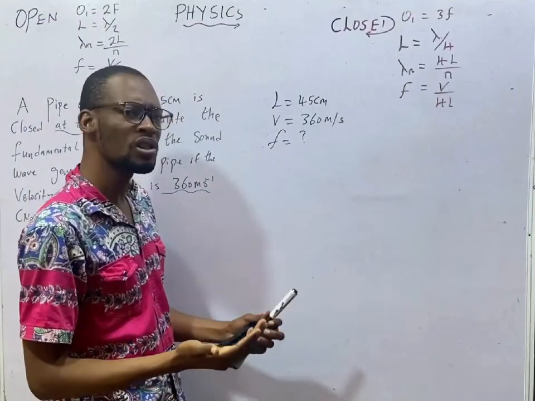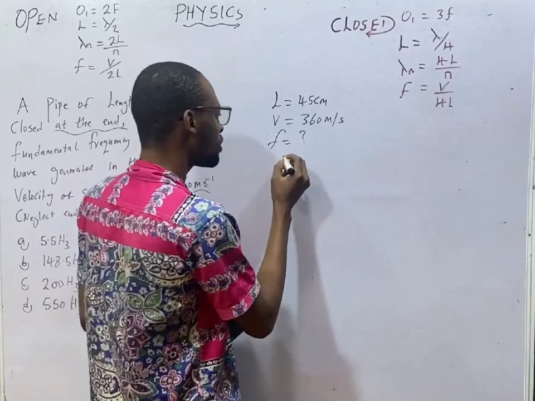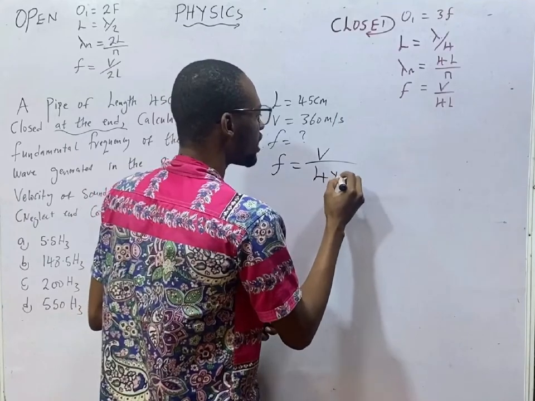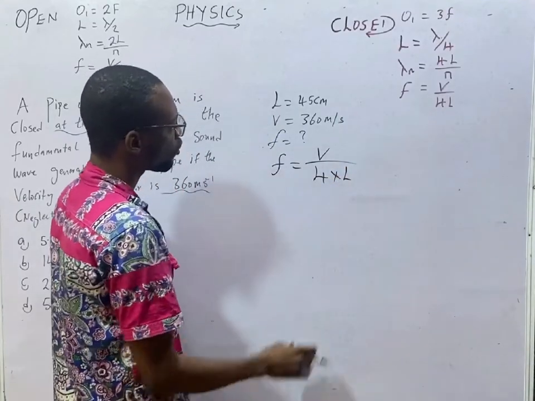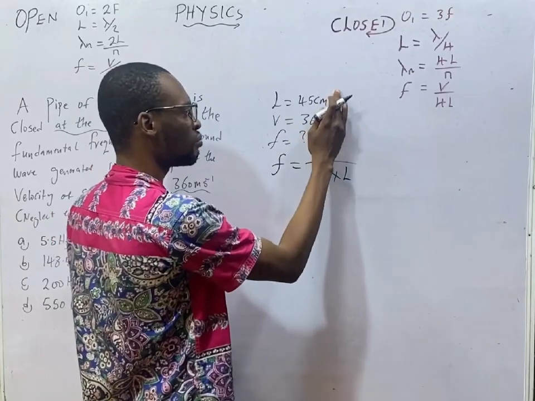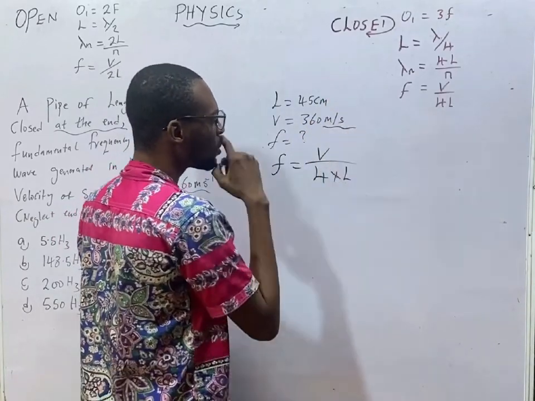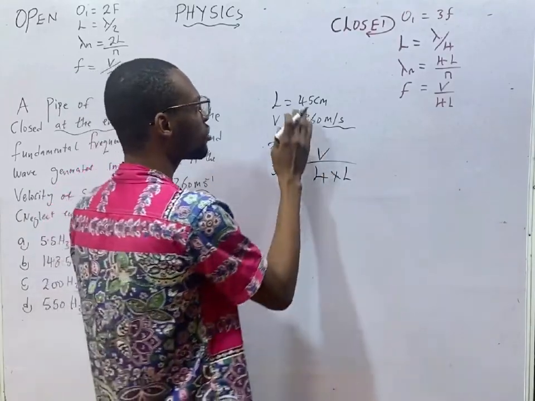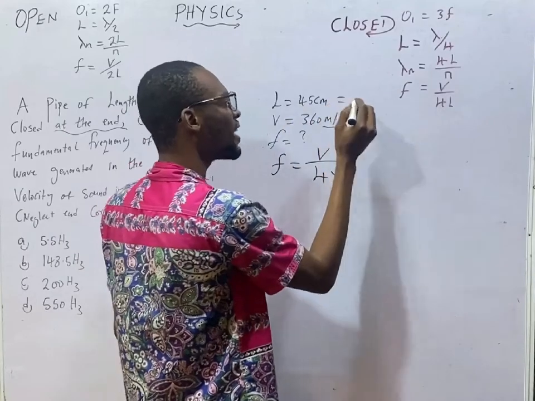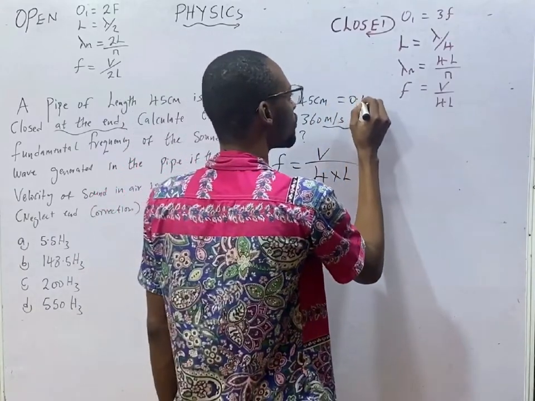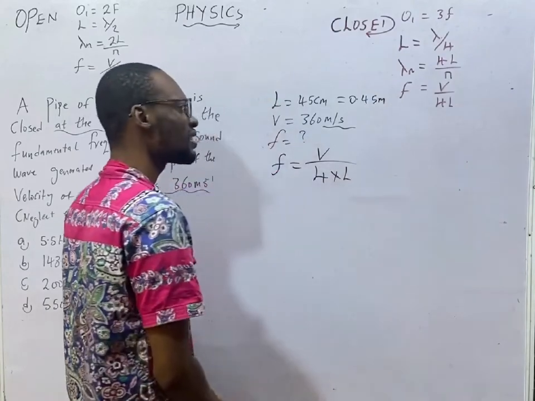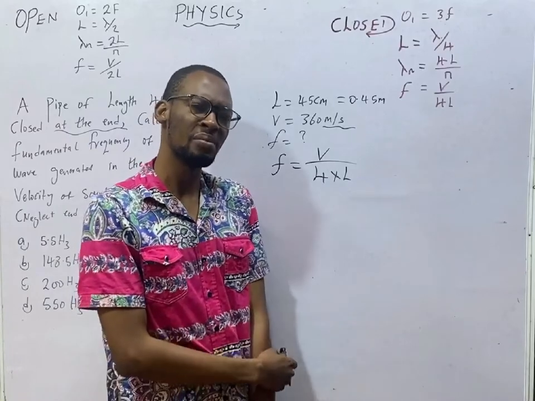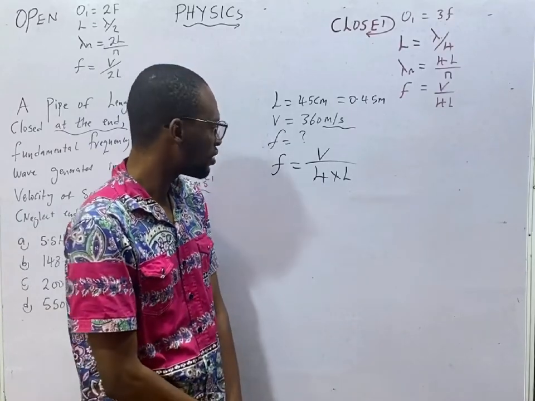We are dealing with a closed pipe. So the fundamental frequency for a closed pipe is velocity of sound in air over 4 times length. We have the length to be 45 centimeters, but since velocity is in meters per second, we need to convert this length to meters. To convert 45 centimeters to meters, you divide by 100, so that is 0.45 meter. To convert cm to meter, divide by 100. To convert meter to cm, you multiply by 100.